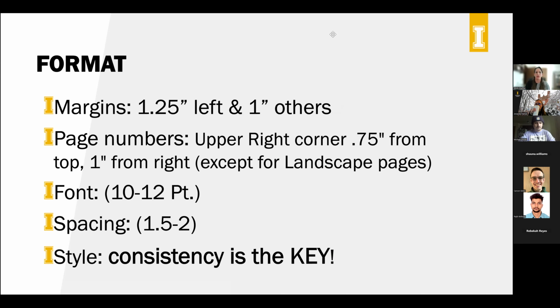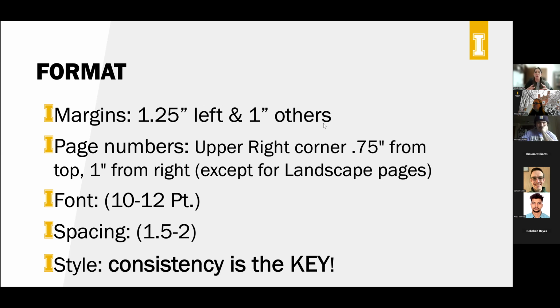Because we want to make sure that if your paper was bound and printed out, the binding on the left side would not run into your content, basically. That is why it needs to be set 1.25 on the left. Margins are super, super important.